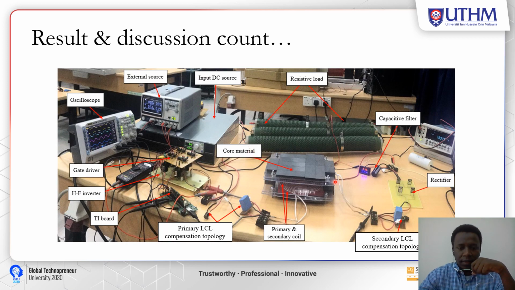So this is the setup of the system. Here is the high frequency inverter, this is the gate driver, this is the TI board, and here are the compensation capacitors. This is the main DC source, this is the external DC source, and the oscilloscope to see the result. Then we have three resistive loads, the primary and secondary coils, and the one on top is the core material. Here we have the secondary compensation capacitors, then the rectifier, the capacitor filter, and then the loads.